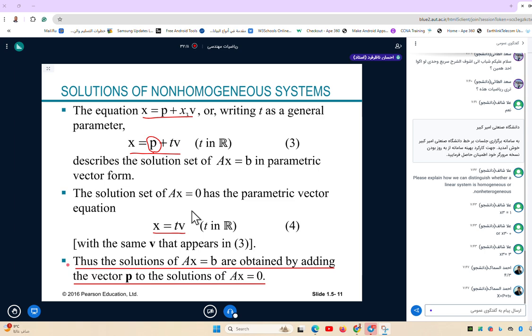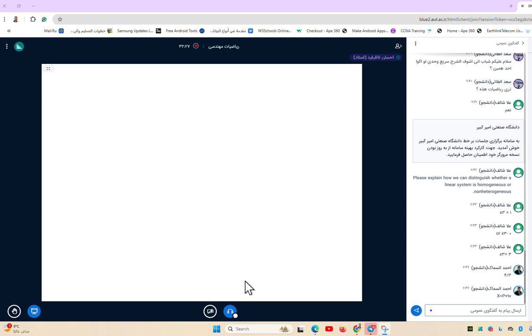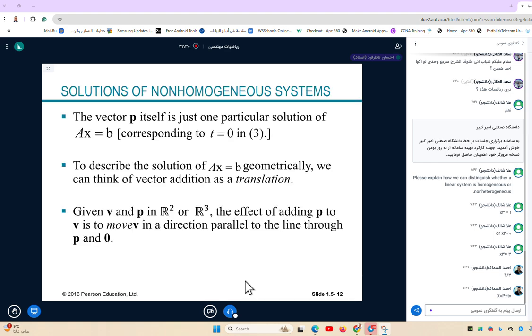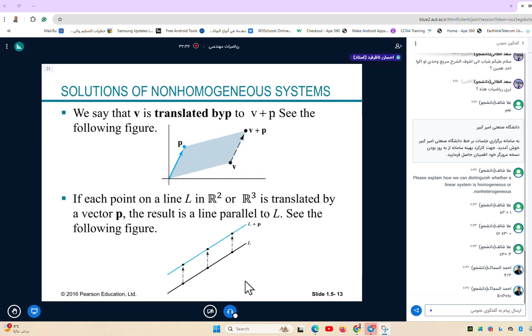So this is the result. Thus, the solutions of Ax equals b are obtained by adding the vector p to a solution of Ax equals 0. This is the corresponding homogeneous one. This is just another discussion for that. So we go from this one. And this is the geometric representation for that. So we say that V is translated by P to V plus P.